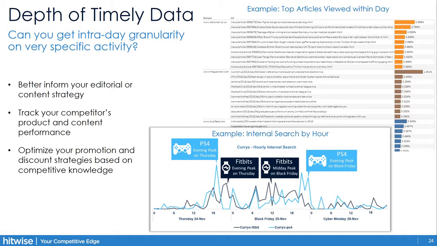So at the bottom of the screen here, we're showing an example of internal search, a search within a particular website for very specific products. And you're able to see, on an hour-by-hour basis across multiple days, what people are searching for. So there are certain times of day where the marketer may be able to use this type of data to optimize their offer campaigns and offer incentives for purchasing during those peak times.